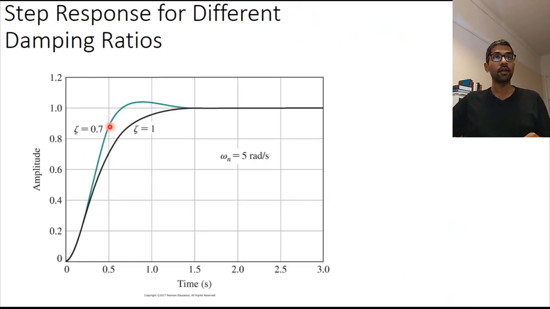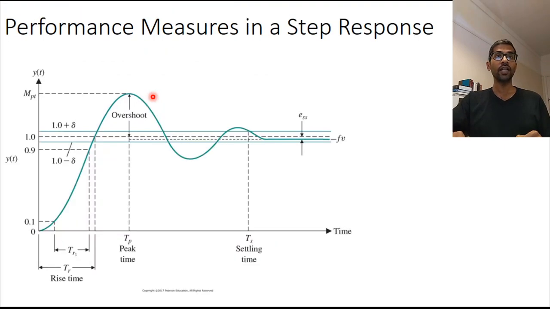Okay, and we have already discussed this. As your damping ratio decreases, you have more and more oscillations and you have an overshoot. If you don't have an overshoot, then there are no oscillations, and the signal basically settles down at the final value without going above the steady state value. So what kind of performance measures can you get out of this step response?